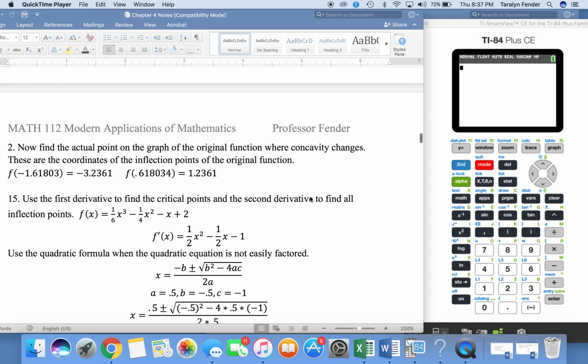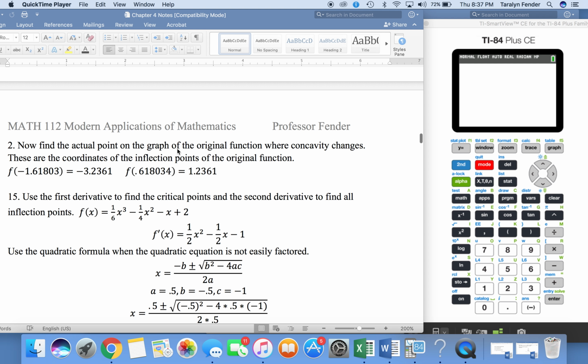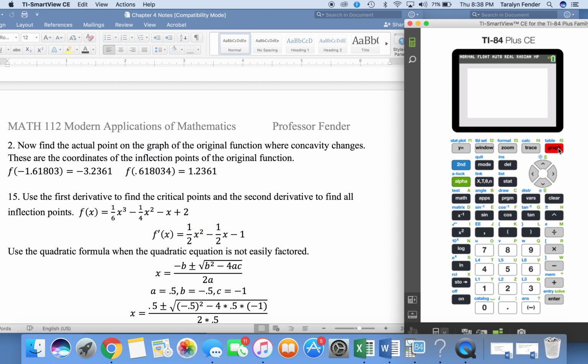The points of intersection, find the actual point on the graph of the original function where concavity changes. So you plug those values in and you find the point at which the graph changes. So go to y equals, and here is the function.